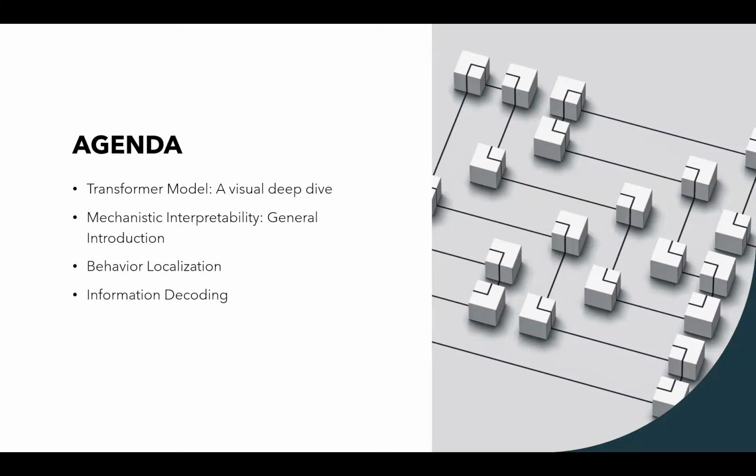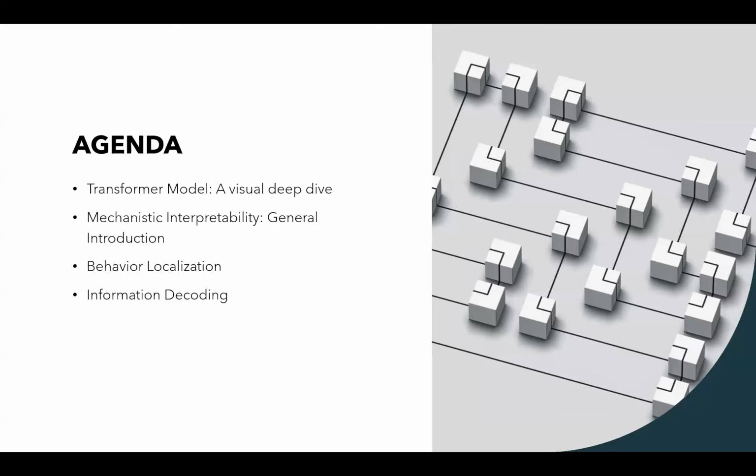Then I will introduce you to a general idea of mechanistic interpretability and how we can do mechanistic interpretability in general. Then there are two major branches of mechanistic interpretability which can be performed on transformer-based language models, which are behavior localization and information decoding. So here I have listed both of them, but in this presentation, I would go just with the behavior localization because there are three methods which I have to cover. And then if time permits, we can touch upon the method of information decoding. So that is the whole agenda or the flow of the presentation, how I arranged it.